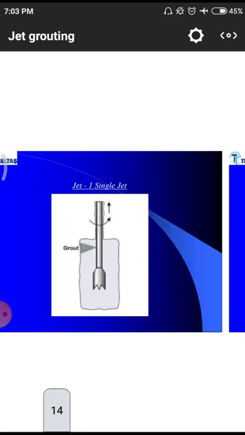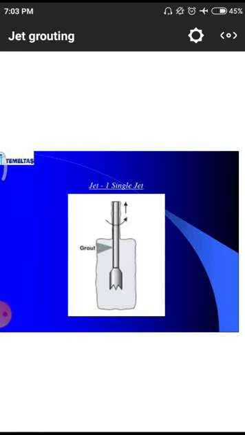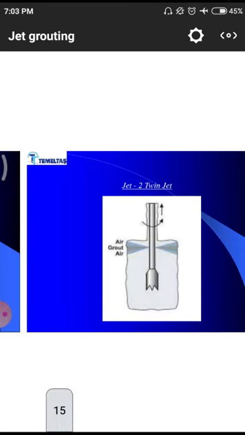This is the example for a single jet grout. In the bottom we are having a drilling machine. On the one side, a single grout is simply spreading the material. Here we have to observe the bottom, we are having drilling operators, and on two sides we are having this jet. It means on both directions we are having this jet.